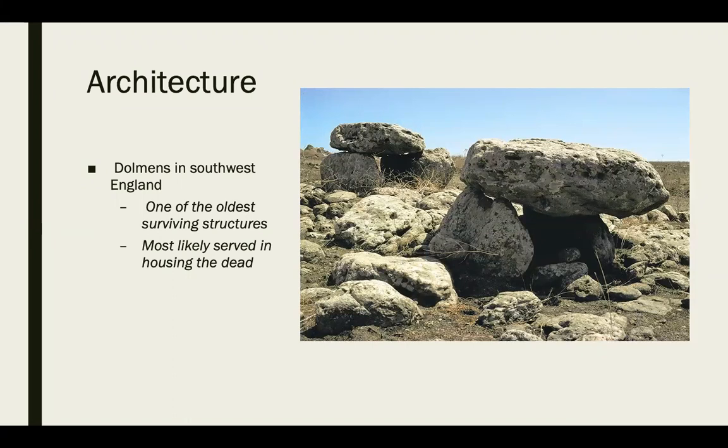And this is also one of the first signs of humans developing and how we got to where we are today. The dolmens in southwest England, these are one of our oldest surviving structures. And most likely these were not a place of residence or places that people lived in, but they were more so symbolic. It's the way that they would house the dead.